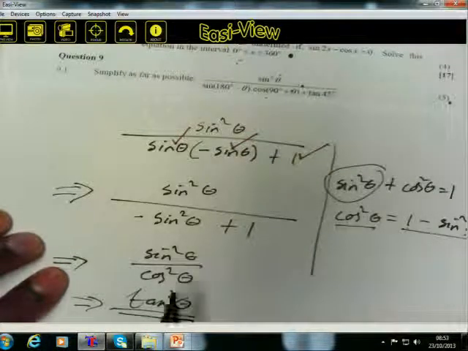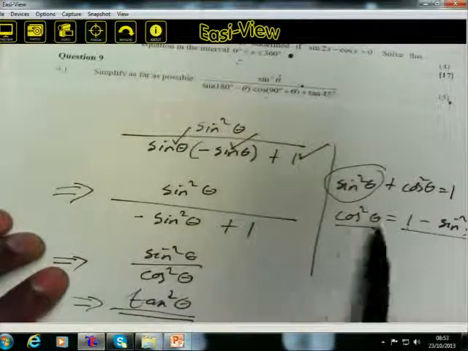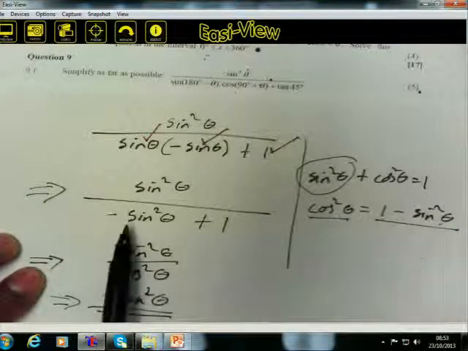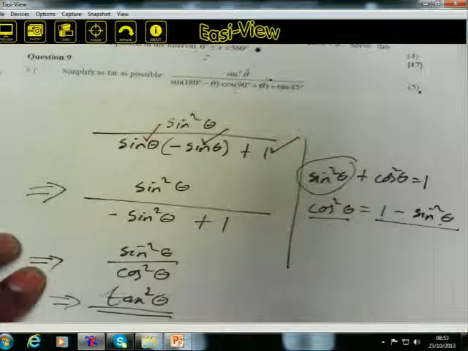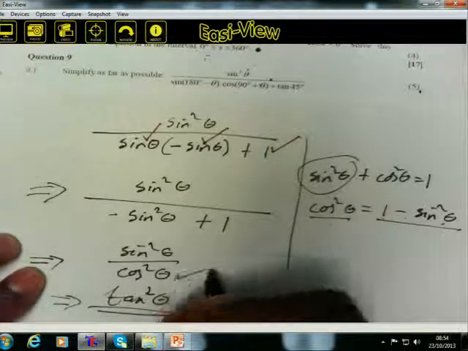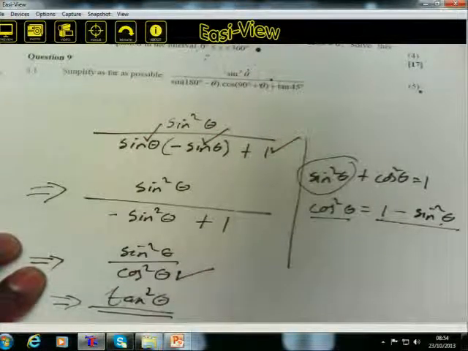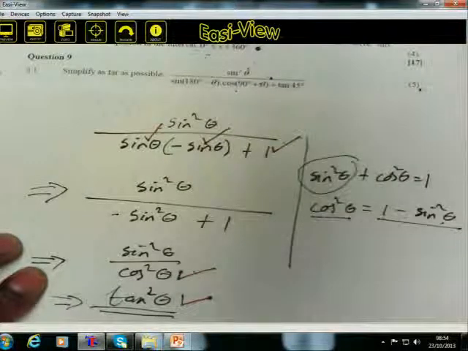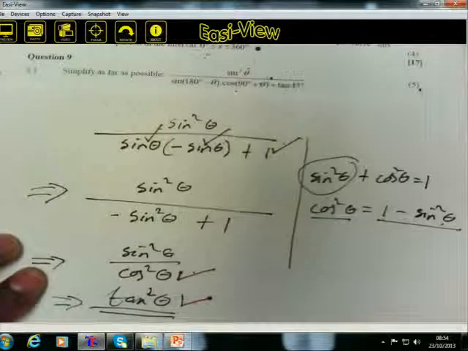Another mark will then be allocated for correctly applying this fundamental identity. Cos squared theta is equal to 1 minus sine squared theta. It means you've got minus sine squared theta plus 1, which is the same as cos squared theta. You applied the identity there correctly. And the last mark will be allocated for applying another identity correctly, but in this case, the fundamental identity applied is sine divided by cos, which gives you tan. So you've got 1, 2, 3, 4, 5. That's how marks will be distributed in this question.